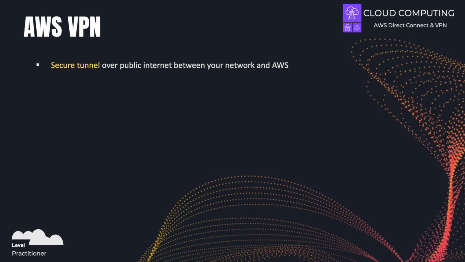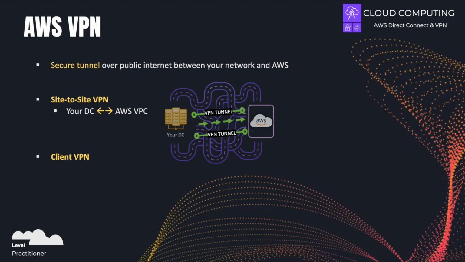AWS provides two main types of VPN connections: site-to-site VPN and client VPN. Site-to-site VPN links your entire office network or data center to AWS. Think of this as extending your private network into the cloud, so your AWS resources feel like they are sitting right inside your own building.